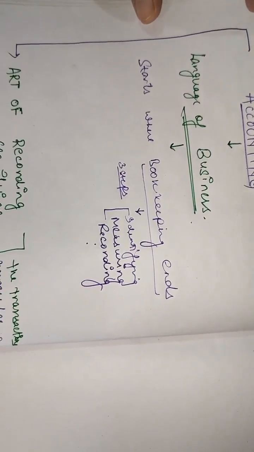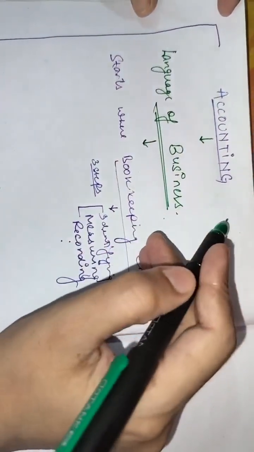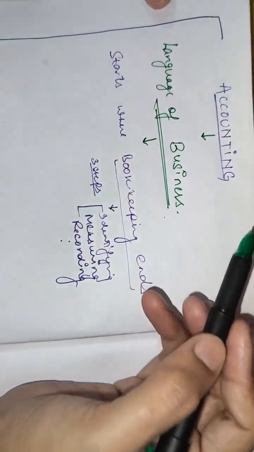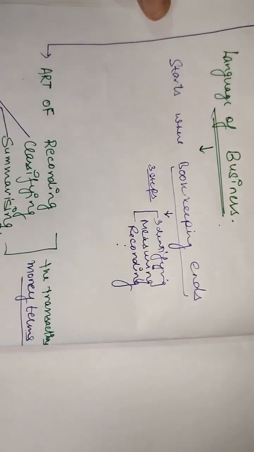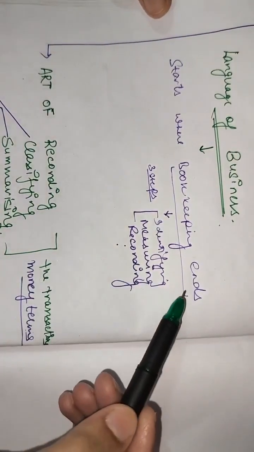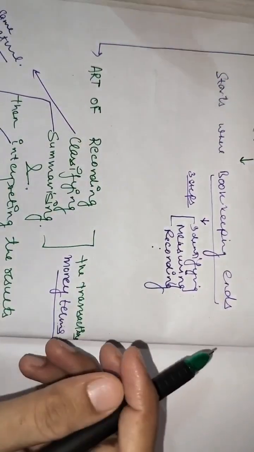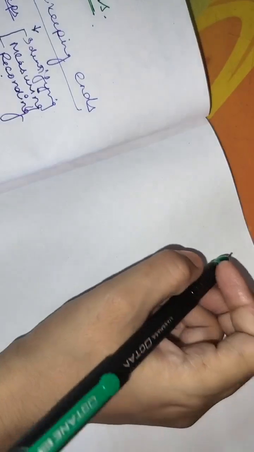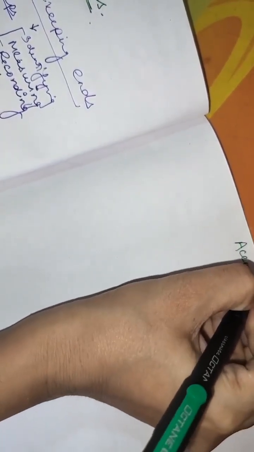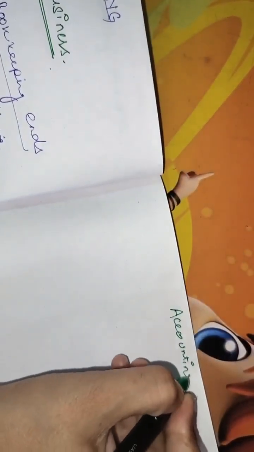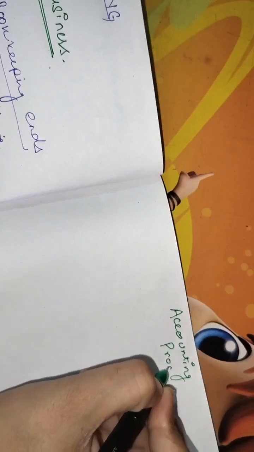So till now we have understood that accounting is a broader concept which involves many other steps other than those of bookkeeping, that only involves the 3 steps. It involves many other steps. So then let's just move to the next topic, which is accounting process.